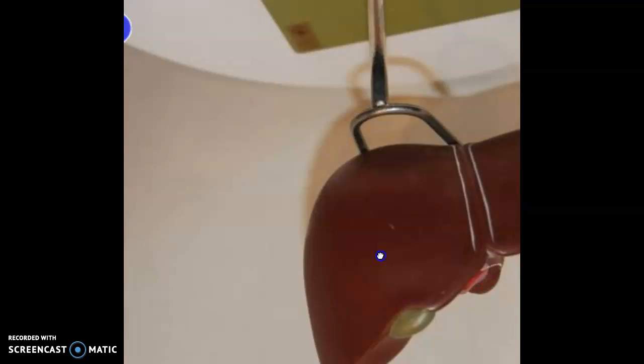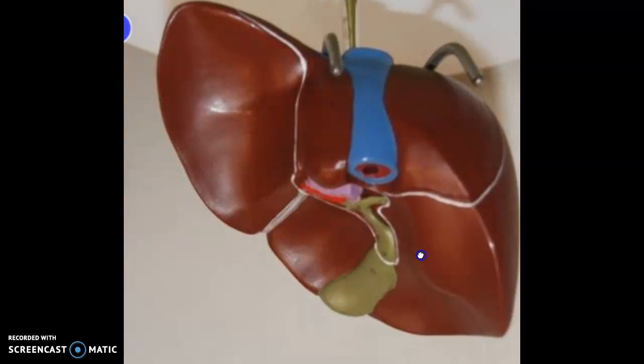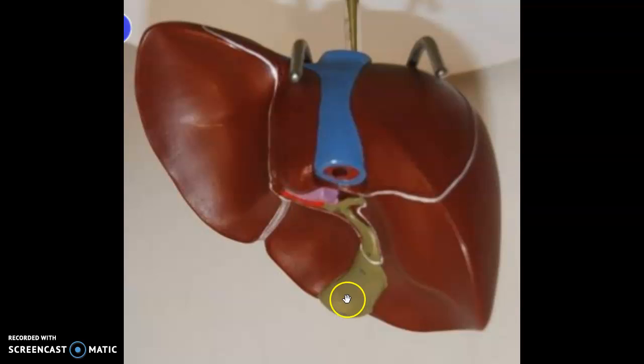So if we spin it this way, we can't really see any of the other lobes, but we can see the gallbladder hanging out. So this is the gallbladder. It has a nice fundus right here, and this stores bile, which is emulsifying agents, bile acids, bile salts, phospholipids. Then it has cholesterol in it. It has waste products in it. So this stores bile to be released.